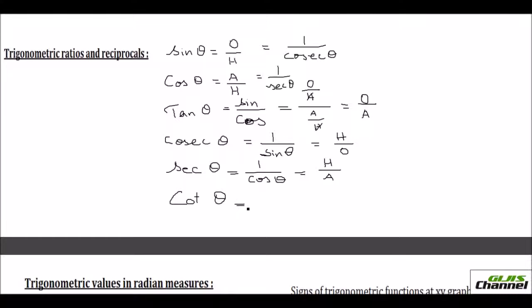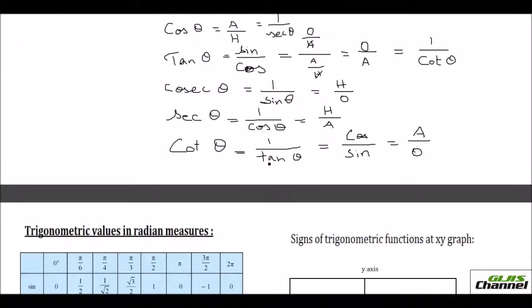Now the cot theta would be the reciprocal of tan. I said tan is sine over cos, so cot would be cos over sine, and in terms of sides it would be adjacent over opposite. Similarly, tan theta is also the reciprocal of cot theta. Understood? Just be clear, we have learnt all this in different classes previously. I'm just putting it together here.